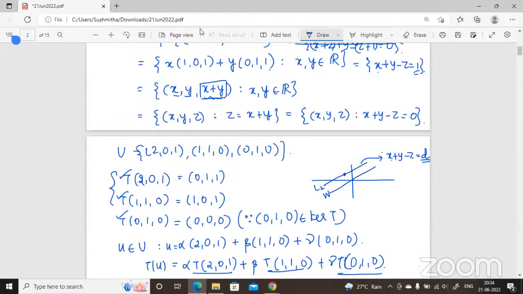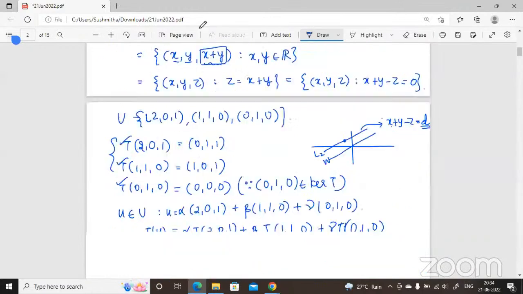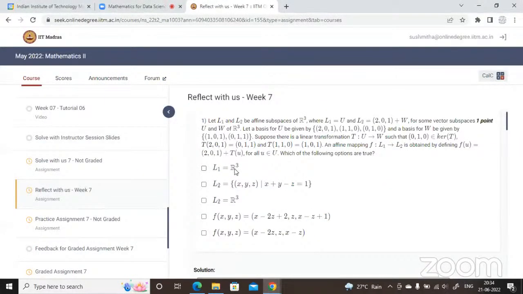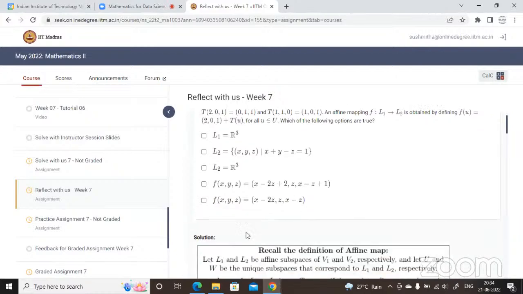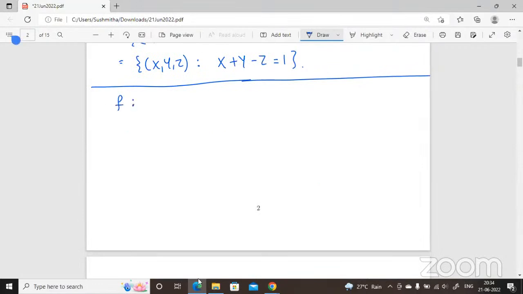Okay. So is it clear how we got L1, L2 and all that? Yes, ma'am. So L1 is R3, right. L2 is this, right. L2 is not R3. Fine. Now an affine mapping is obtained by defining f of u is equal to (2, 0, 1) plus T of u. Which of the following are true? So once we get the affine mapping, f of v plus u is equal to v prime plus T of u, right? Do you know T of u?